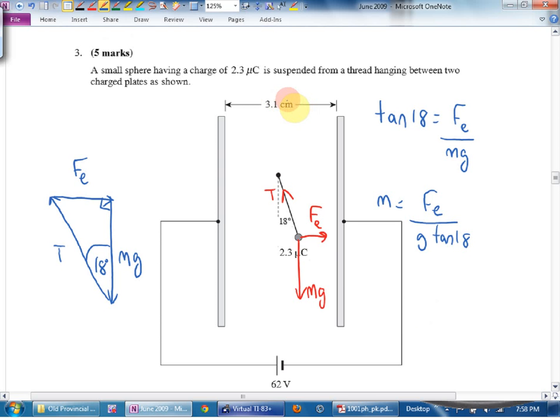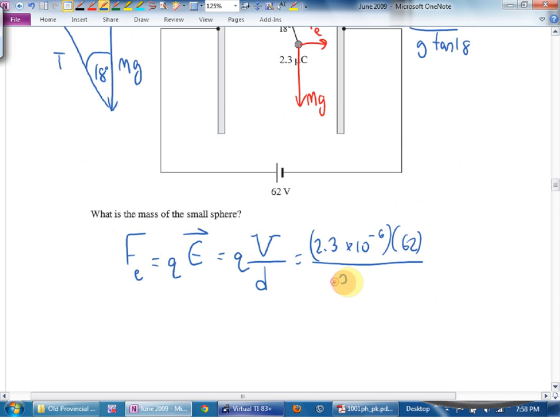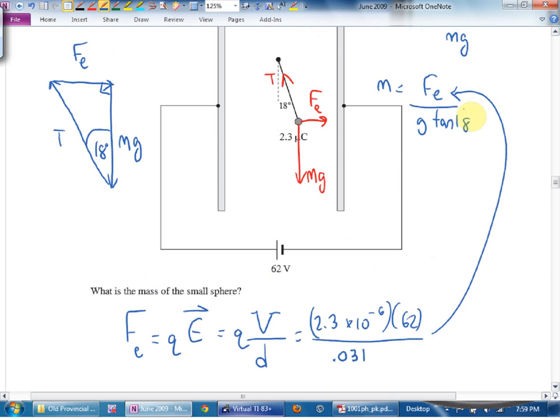Once I have electric force, and I'd probably carry it to like 5 sig figs because it's not my final answer, put it there. Divide by g tan 18 and you've got the mass. Am I expecting a big mass for a charged particle? No. If you get like 5 kilograms, you're wrong. So there's a nice combination of forces and electrostatics with a little bit of equilibrium mixed in.